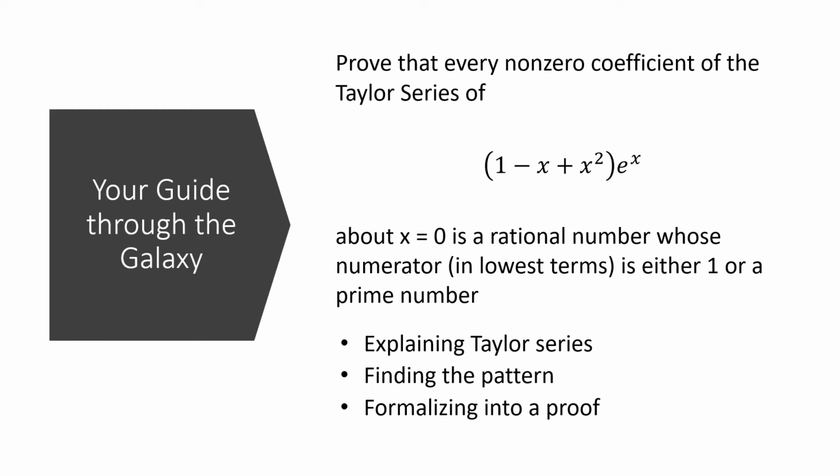So here is how this will be set up to explain this problem. First, I'll explain what a Taylor series is. That's the core of this problem. Then once we know what a Taylor series is, we'll find the pattern that this problem presents, and eventually formalize it into a proof. So this is your guide to the galaxy of this problem.